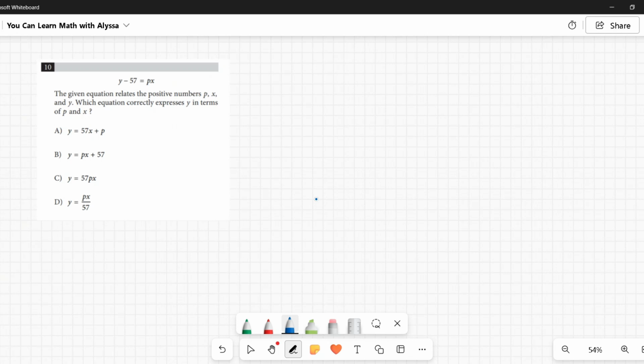Number 10, y minus 57 equals px. The given equation relates the positive numbers p, x, and y. Which equation correctly expresses y in terms of p and x?